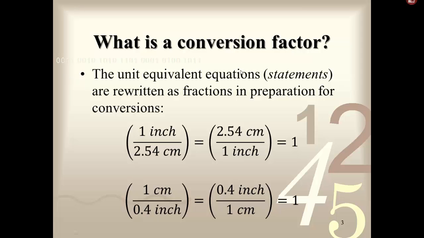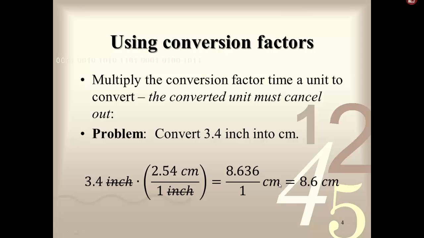The unit equivalent statements are rewritten as fractions in preparation for conversion. So you'll usually write your unit equivalent statement equation as this: 1 inch really equals 2.54 centimeters. These units do not cancel, and these values are as they are. 2.54 centimeters of 1 inch means that 2.54 centimeters are in 1 inch, and again they're equivalent to 1, as you saw earlier. So what we do now is we take these fractional forms of the unit equivalent statements, and this is your conversion factor. So you multiply the conversion factor times a unit to convert.